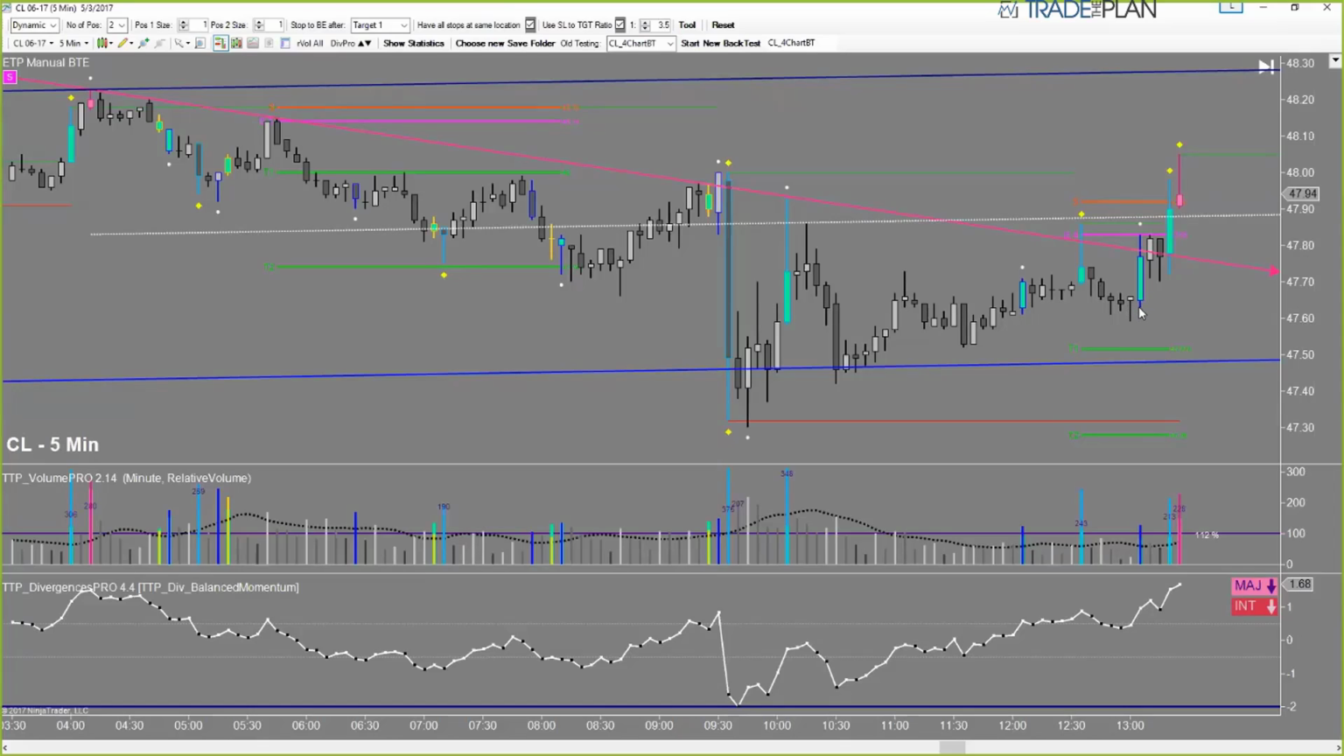This bar initiates the next up move on increased volume, very high density as well. So there's a lot of demand, but it's going through a lot of supply as well, which knocks it sideways for a couple of bars.